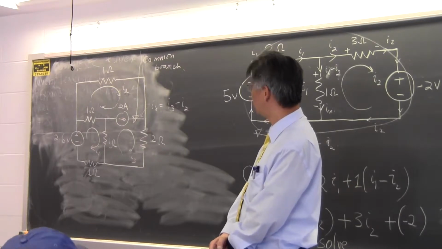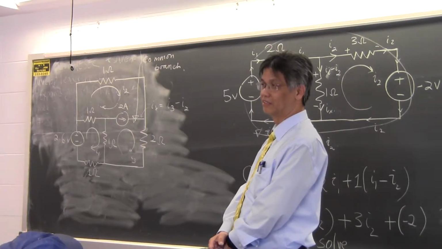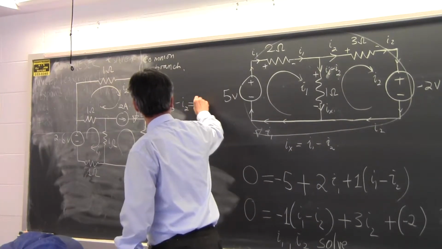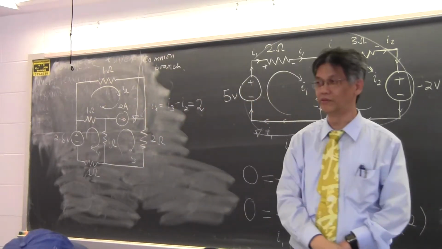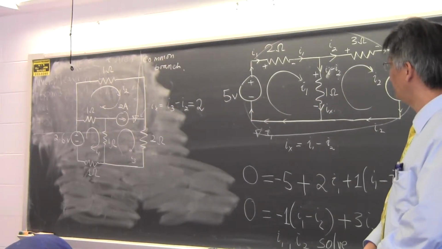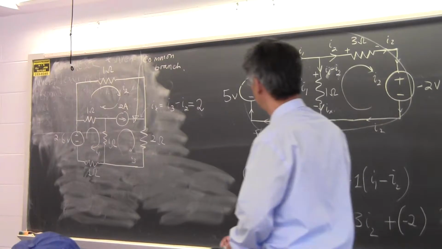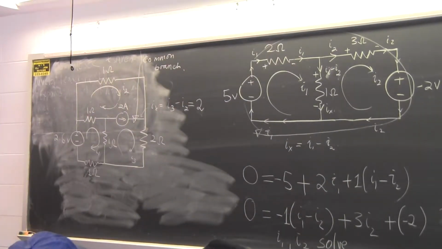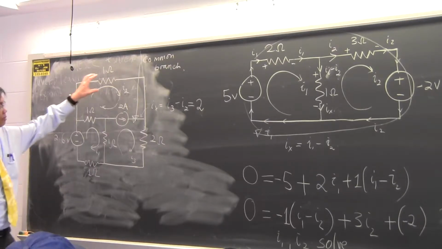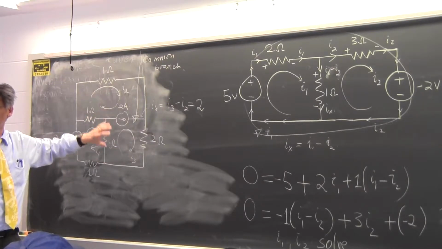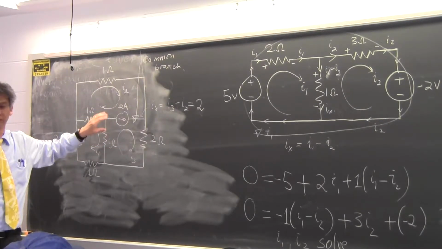But unfortunately, we have a stubborn current source there. That difference could only be 2 amps because of the current source. That means that I3 and I2 are related. They cannot be different. So I3 minus I2 equals 2 amps. Which means that this loop is sort of made to be dependent on this loop. These two loops are not independent of each other now, because of that current source.